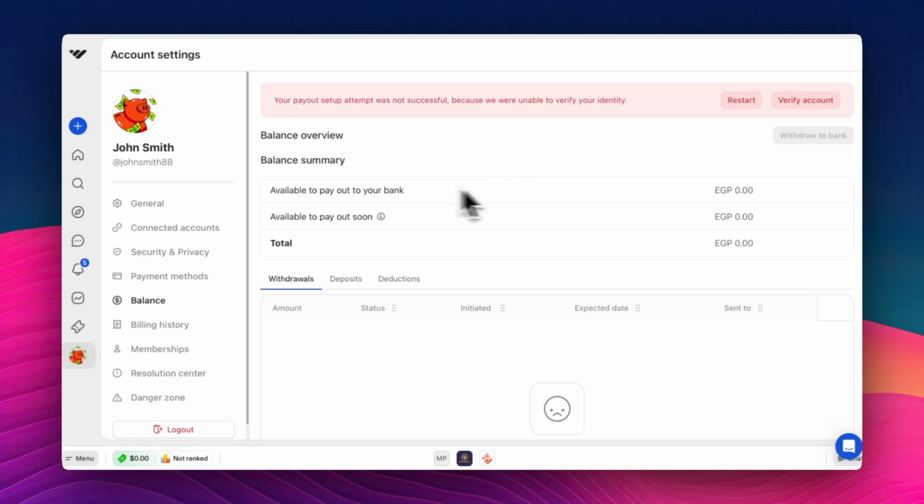That being said, yeah, that's it. Pretty cut and dry how to withdraw money from your Whop account.